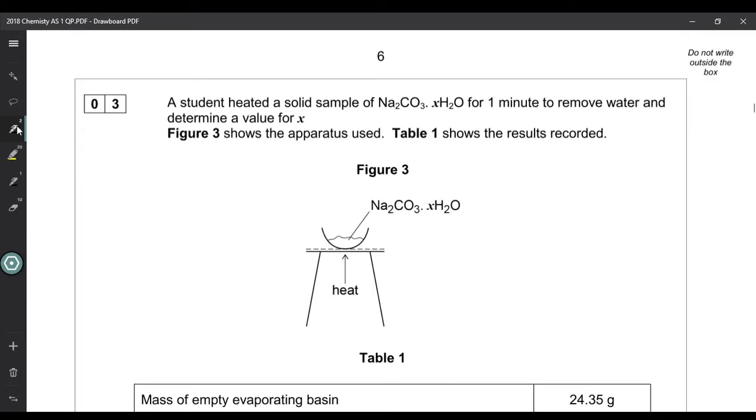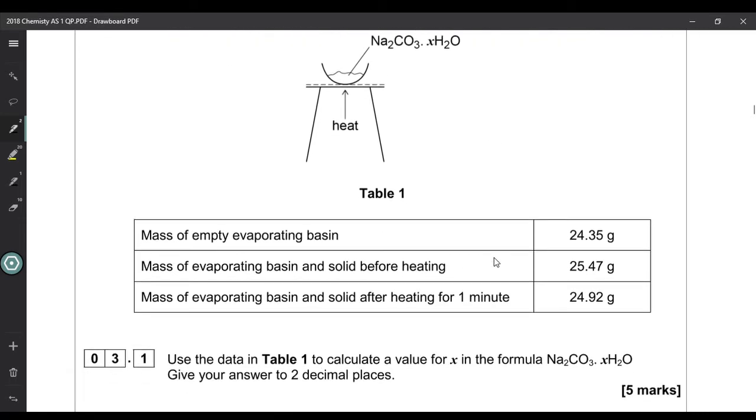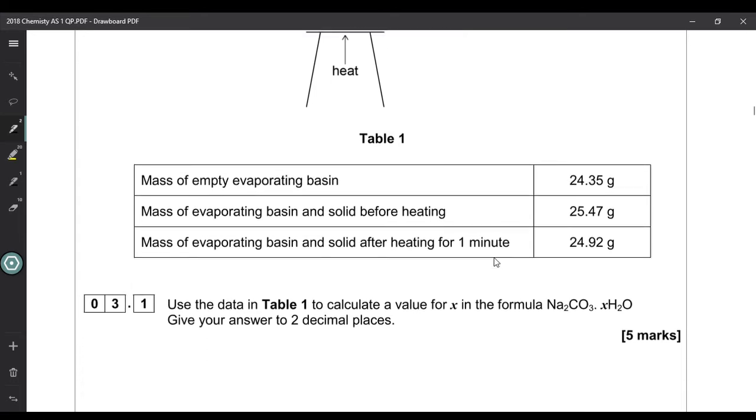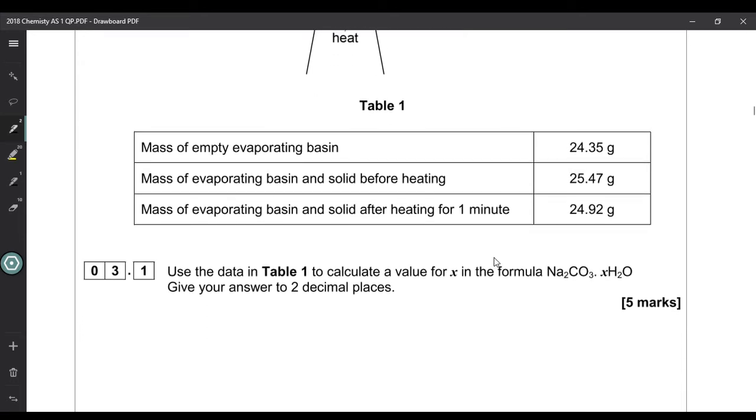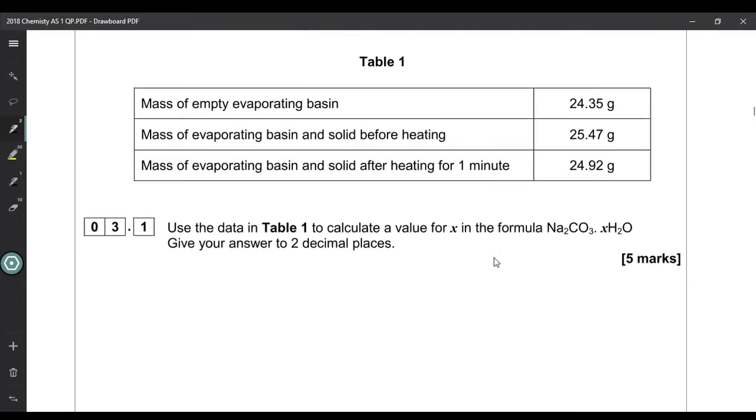Question 3 is going to involve a calculation as well. We've been given some hydrated sodium carbonate, which is heated for a minute, to try and calculate how many waters there are per molecule of sodium carbonate. We've been given various values of the mass of the evaporating dish and its contents at various stages during the experiment. So the first thing we need to do is calculate how much sodium carbonate we've got.